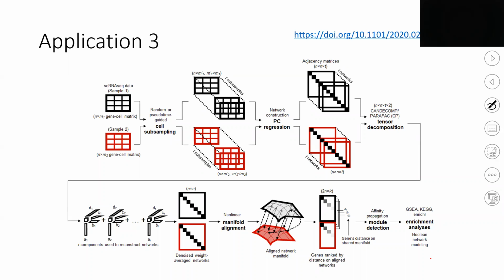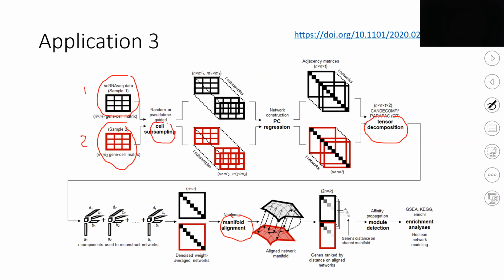Okay, at the end, I want to show you an application we developed using tensor decomposition and manifold learning together. Start from a single cell RNA matrix with 2 samples. So this is sample 1 and then sample 2. You can consider, okay, this may be control and that's a disease, or this is a wild type and that's a knockout, whatever. You have 2 data sets collected.